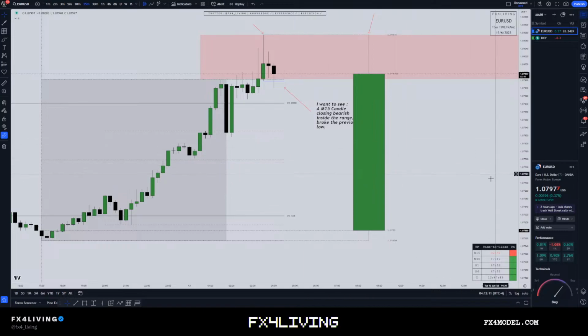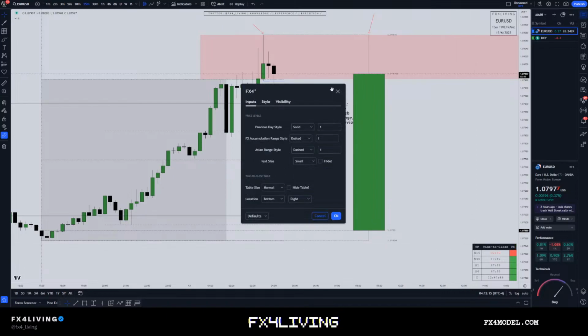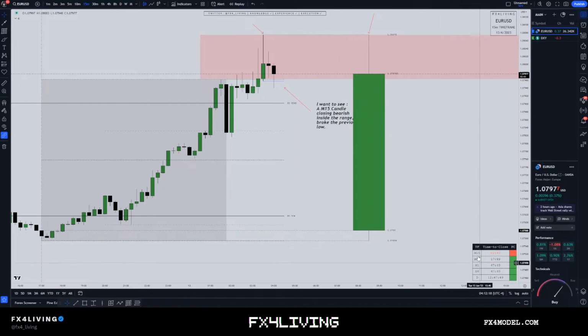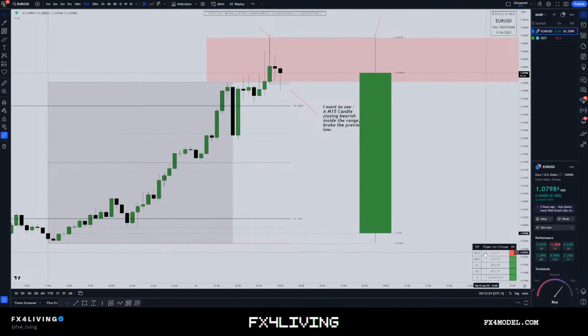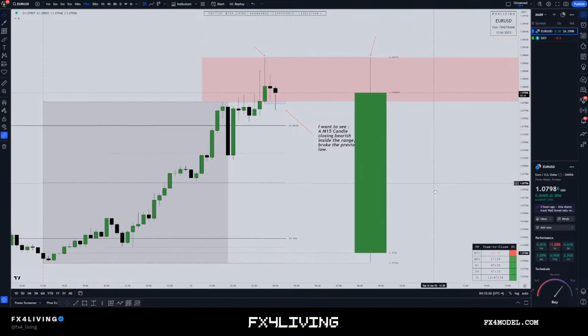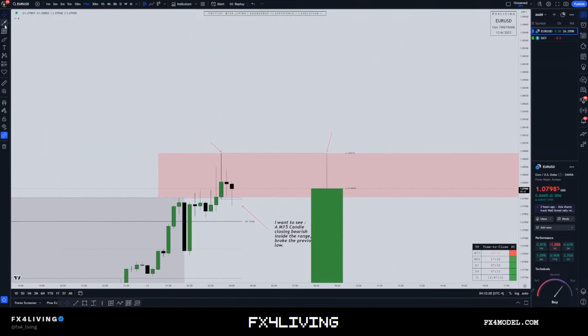What's the time to close indicator? This is gonna be part of my FX4 model. The reason why I put that here is I want people to focus on the close of the candle. Because that's another thing very important to understand. I'm gonna give you a good example right now.